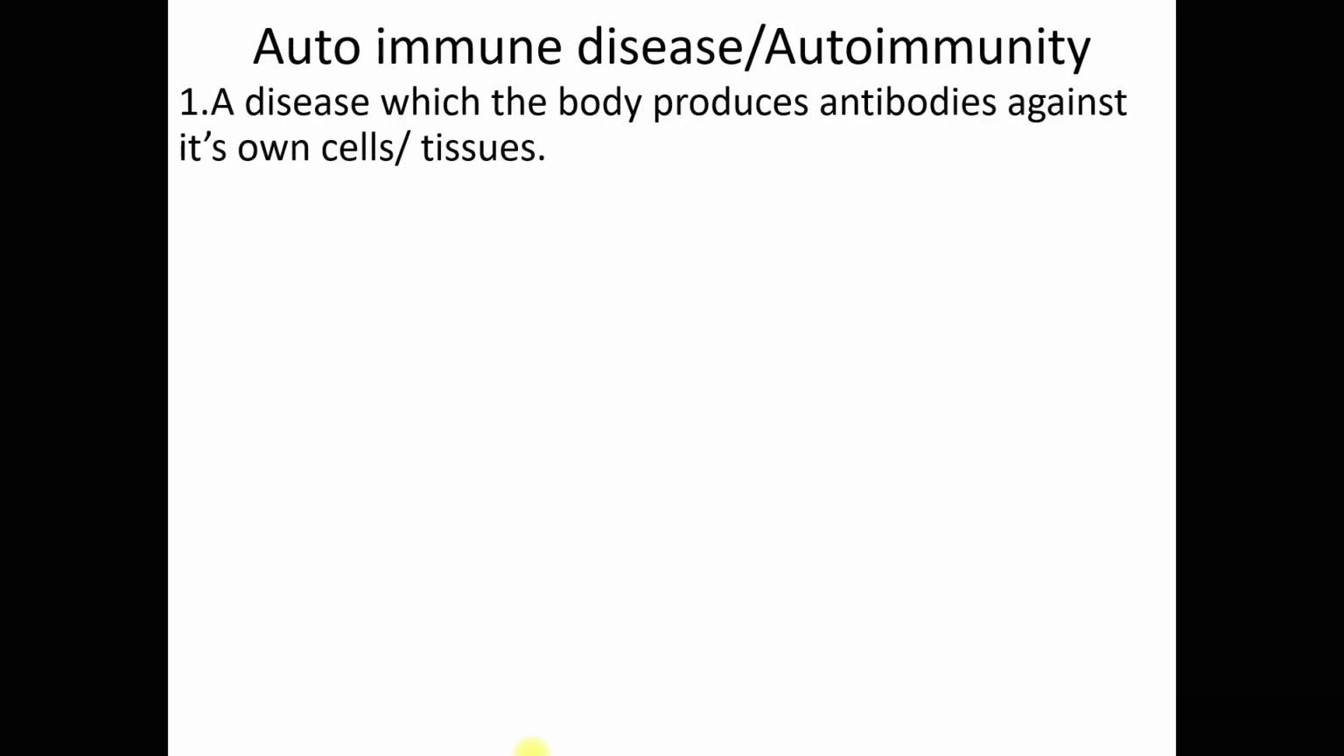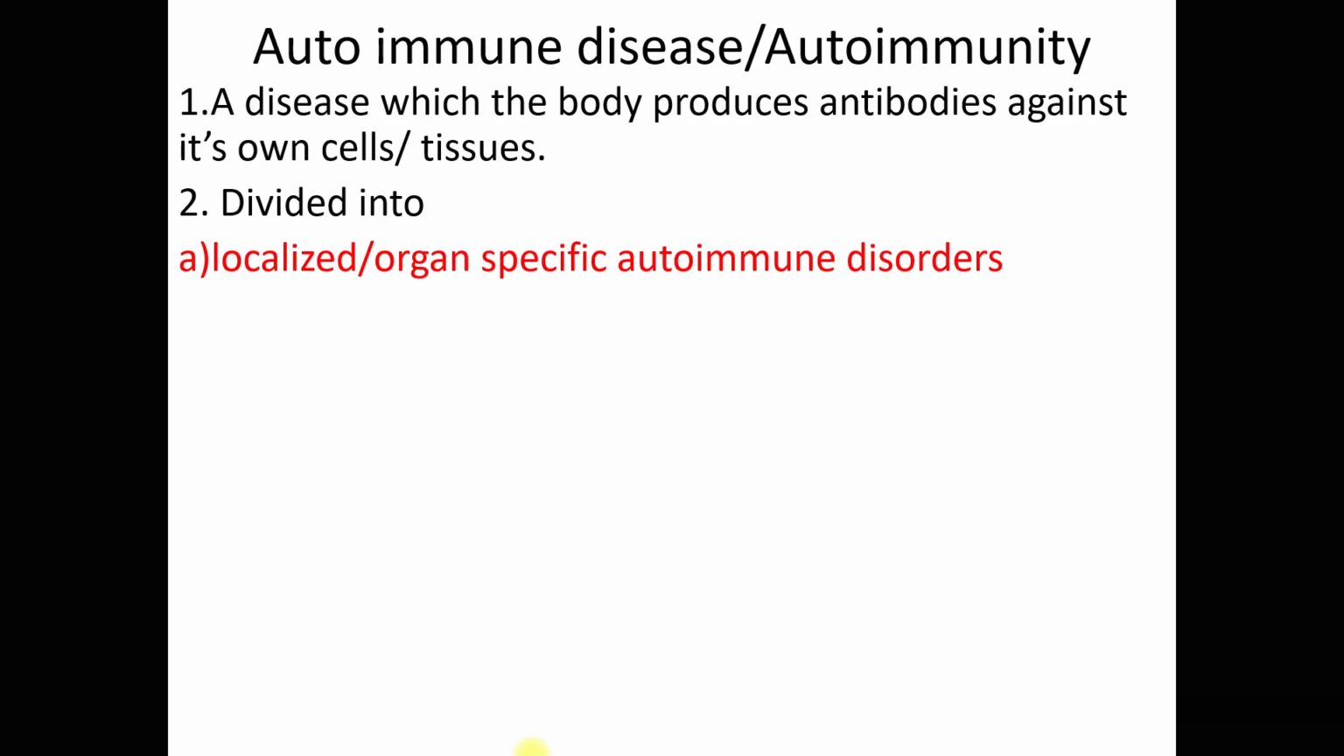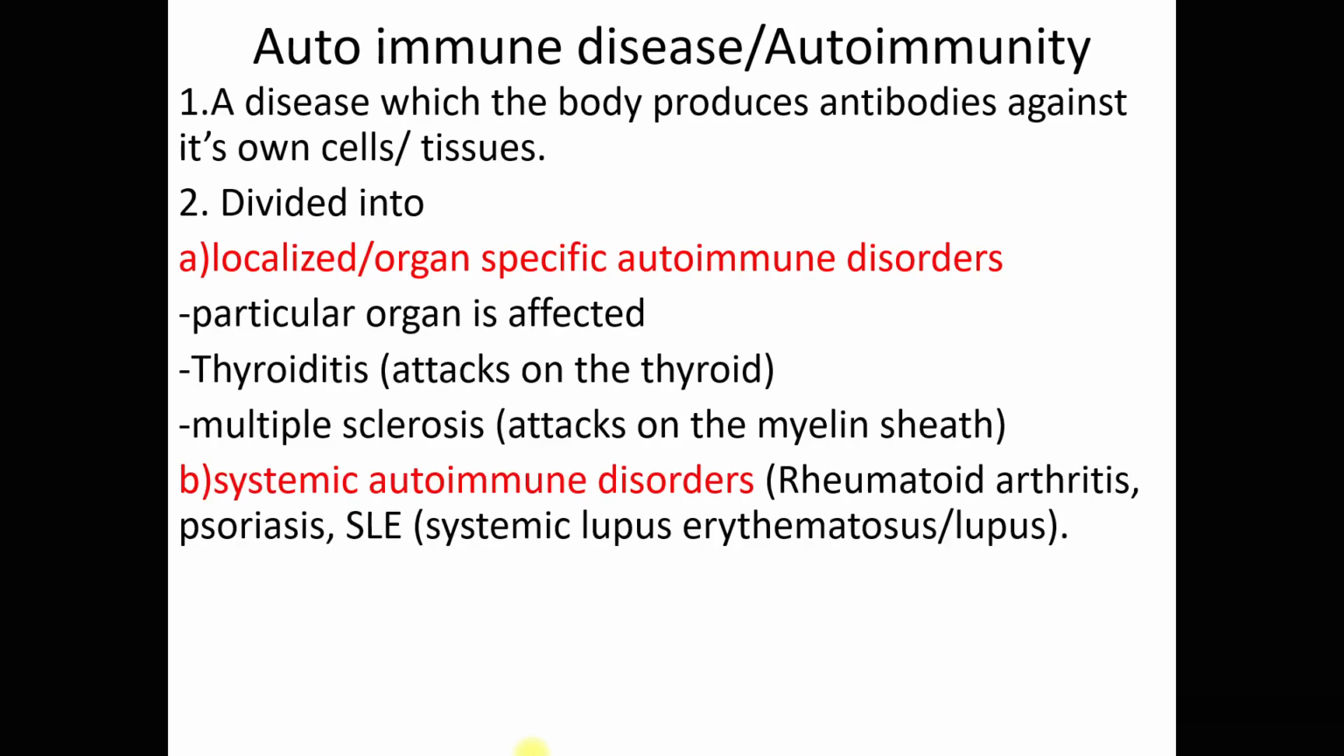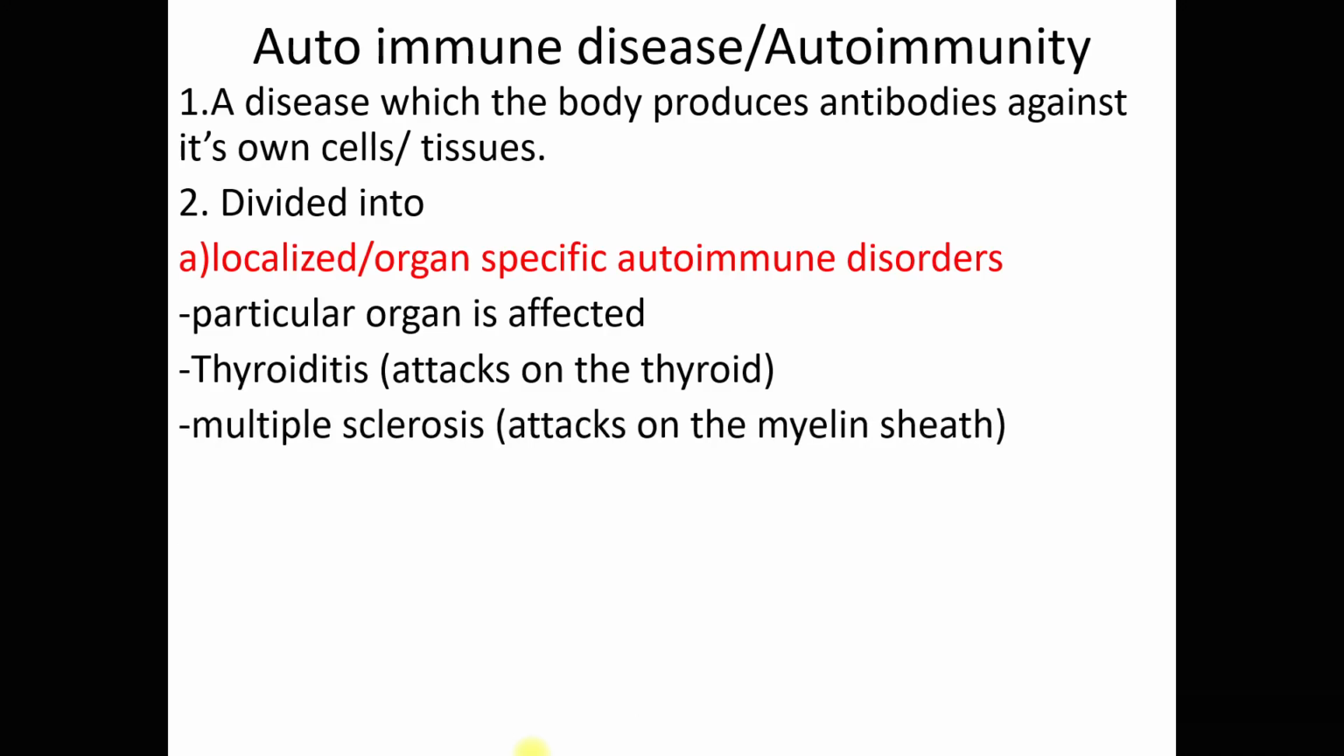Now, autoimmune disease or immunity is a disease in which the body produces antibodies against its own cells or tissues. So it is divided into localized, or organ-specific autoimmune disorder, and systemic autoimmune disorder. Now, let's go with the localized specific autoimmune disorder first. So, here a particular organ is being affected. A particular organ. One example is thyroiditis, which is an attack on the thyroid, where your immune system attacks your thyroid. And another example is multiple sclerosis, where your immune system attacks your myelin sheath.